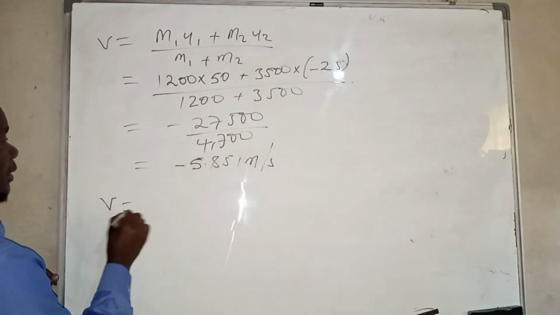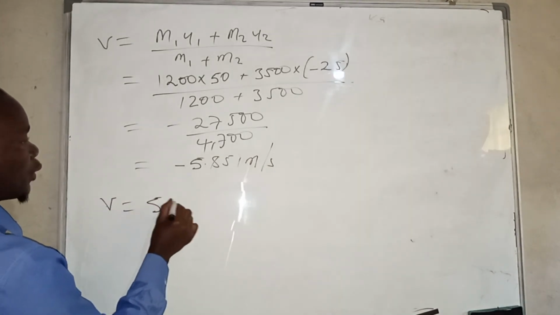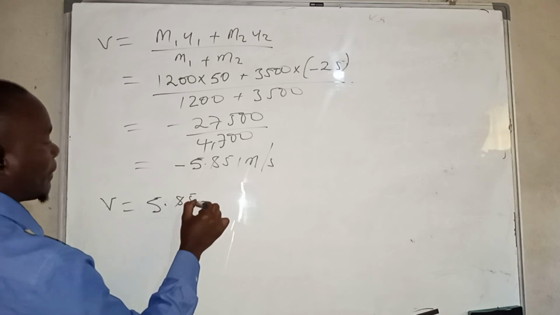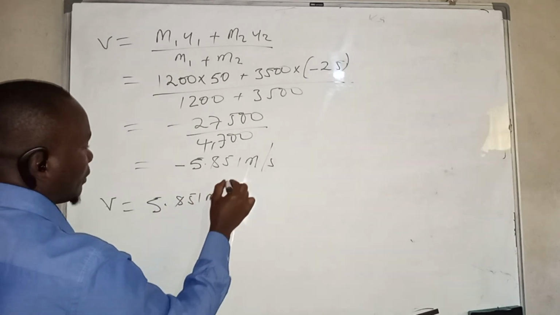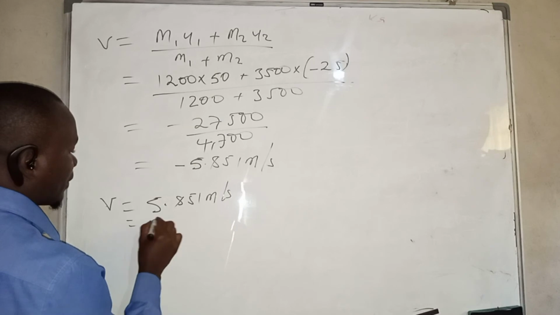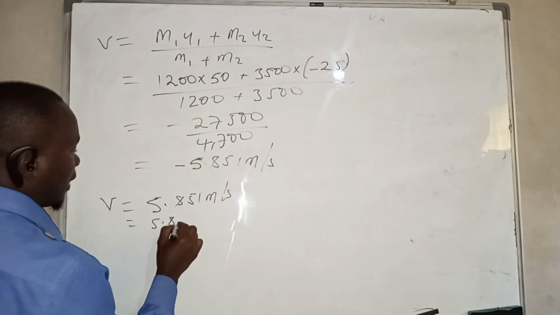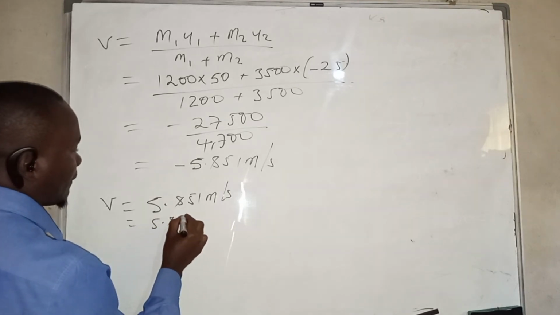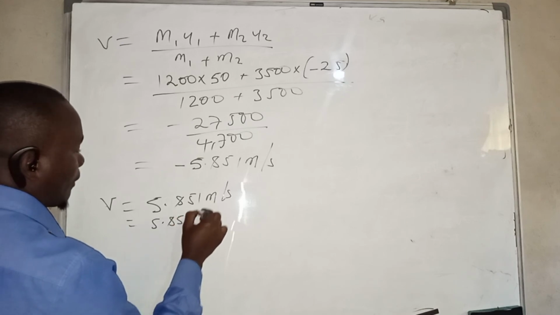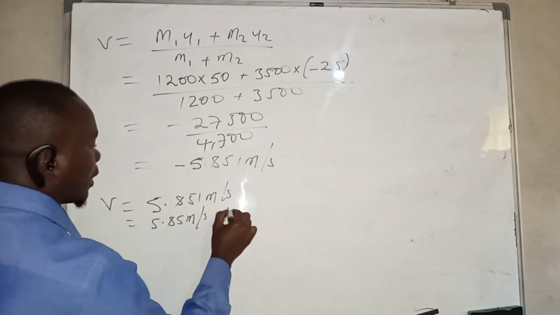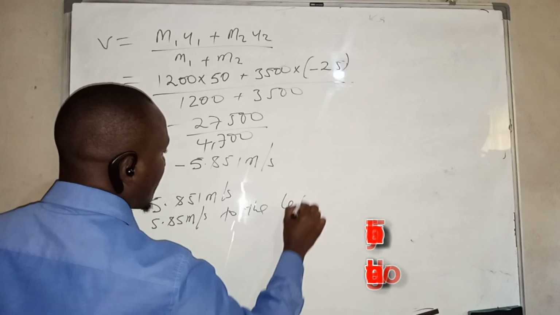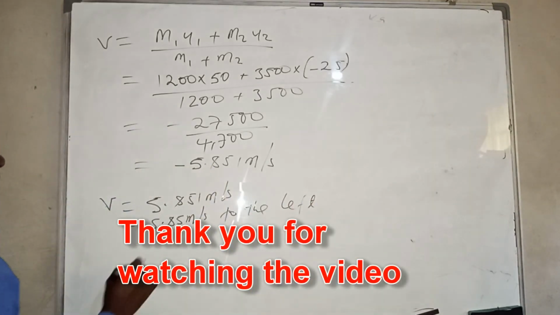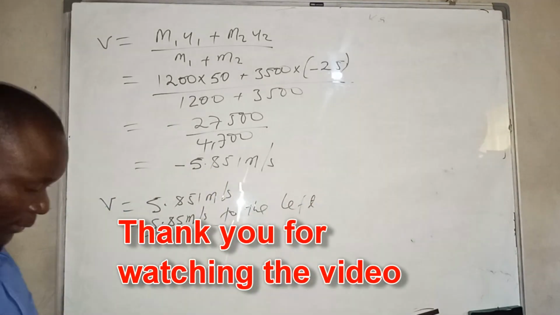The units of velocity are meters per second. So velocity is equal to 5.851 meters per second, which can be rounded off to 5.8 meters per second to the left, because of this negative direction. Thank you so much.